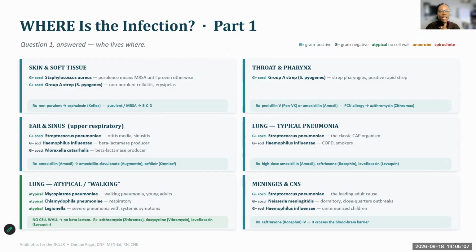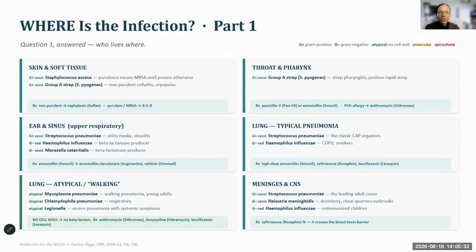Are we talking skin, soft tissue, throat, ears, sinuses, lungs? With the lungs, are we talking typical pneumonia or atypical pneumonia? Typical pneumonia has a cell wall. Atypical pneumonia, no cell wall. That's the difference between those two. So you need to know, so you'll know what medications will work.